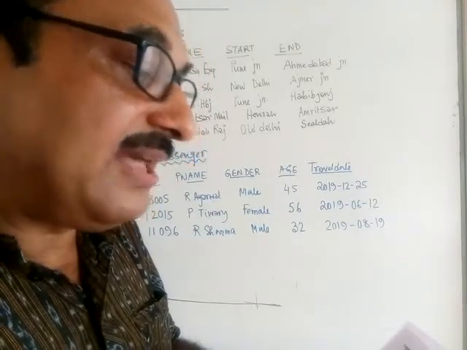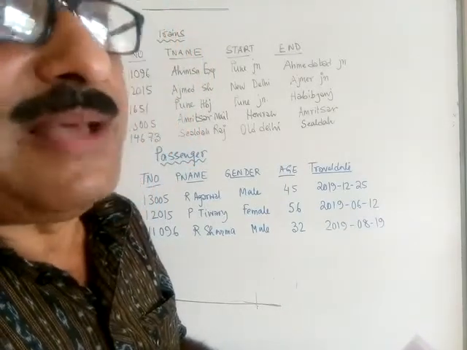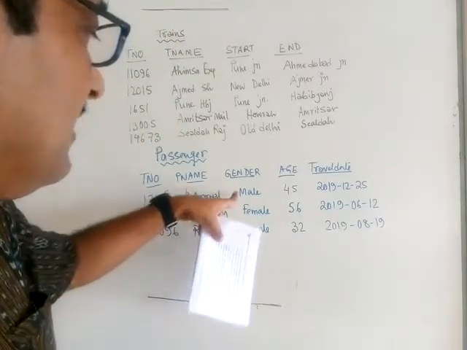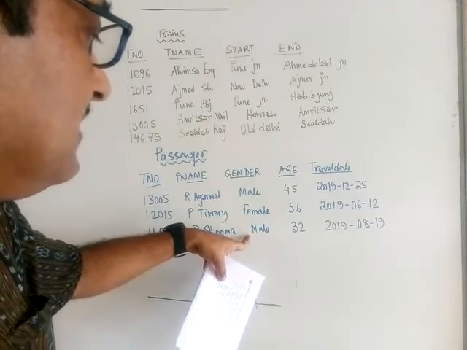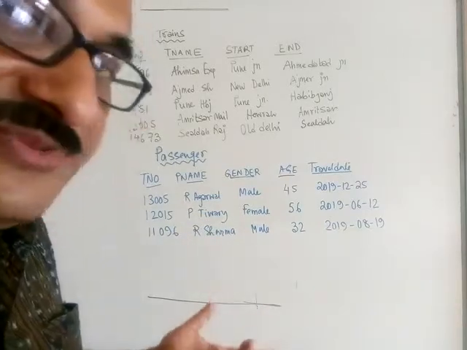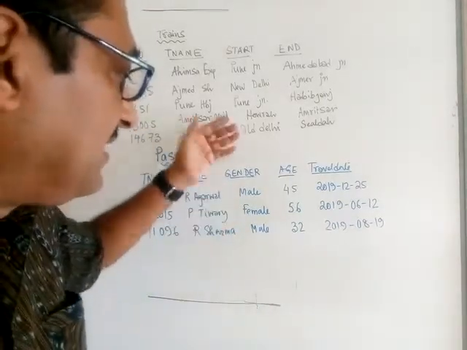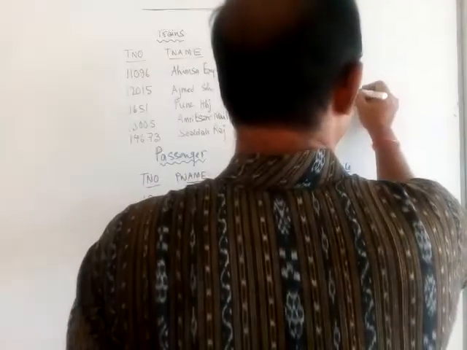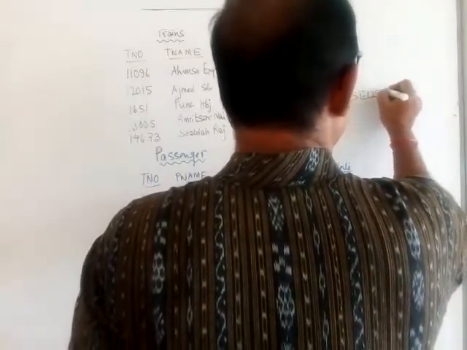To display the total number of male and female passengers. So male and female passengers are here. To display the total number of male and female passengers, that means I need to make a group, which is very clear. Males put together, females put together. So it's very simple.